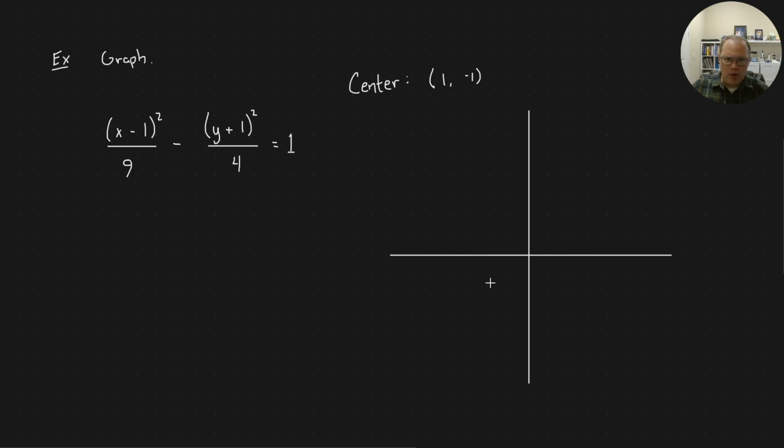Okay, so let's start by graphing the center. (1, negative 1) is right here. And I want to go 3 units left and right, because the square root of 9 is 3. So 1, 2, 3 units right, 1, 2, 3 units left. I'm going to go 2 units up and down, because the square root of 4 is 2, and this is in the denominator of the y term, so I'm moving in the y direction, right? So 2 units up and down. 1, 2, 1, 2. Let's draw a box through those 4 points.